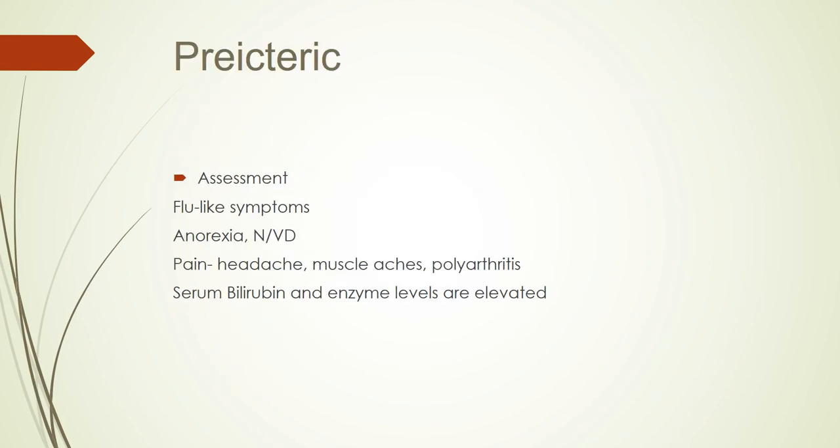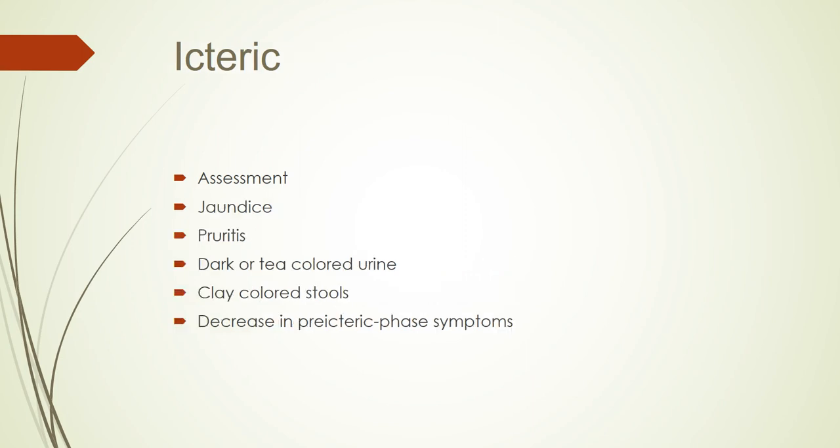With pre-icteric, your assessment is going to be more flu-like symptoms, anorexia, nausea, vomiting, and diarrhea. Your patients are going to have pain, which is going to be more specifically in the head, muscle aches, and polyarthritis. And for pre-icteric, your serum bilirubin and enzyme levels are going to be elevated also.